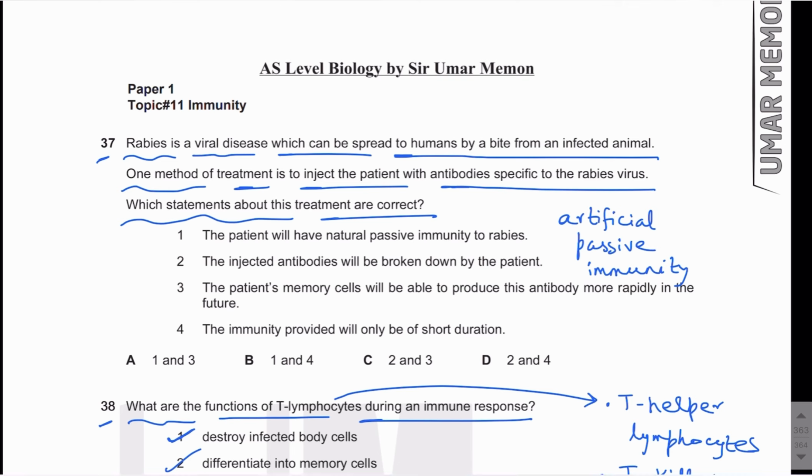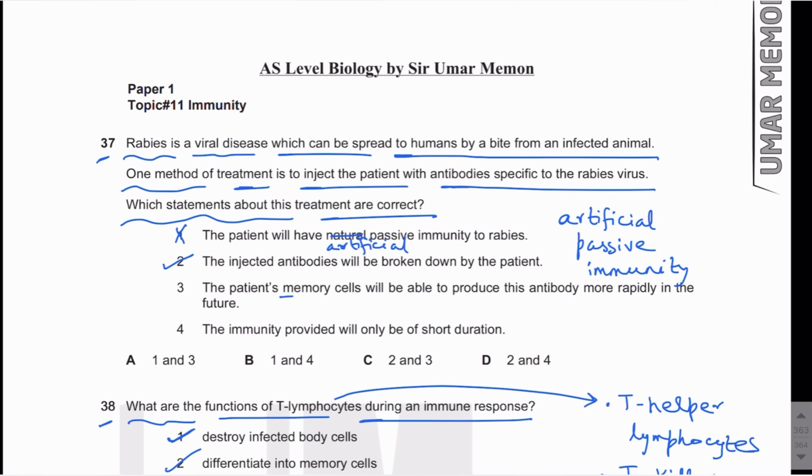So which statements about this treatment are correct? The patient will have natural passive immunity to rabies? No. The patient will have artificial passive immunity to rabies, not natural, okay? So statement 1 is wrong. The injected antibodies will be broken down by the patient. Yes, this is true. When you inject antibodies into a person, the antibodies will eventually be broken down by the liver.